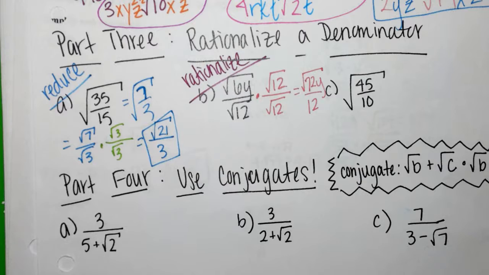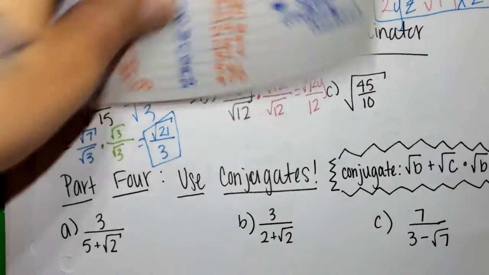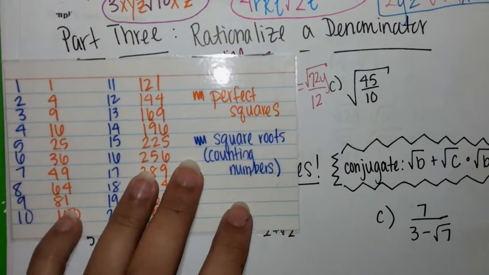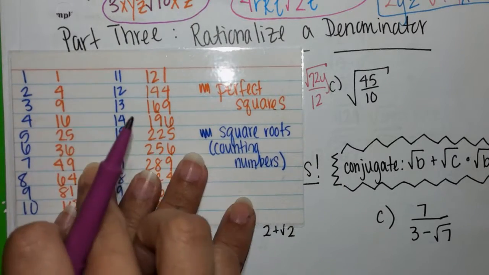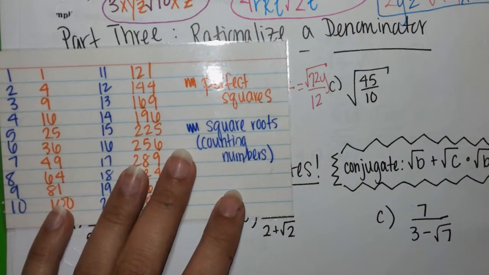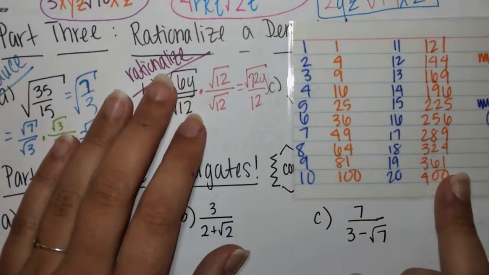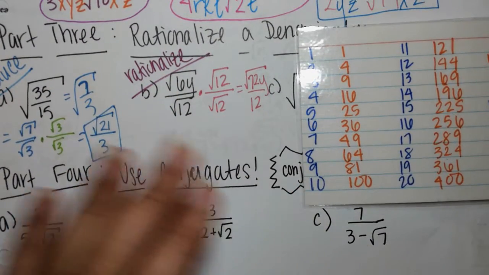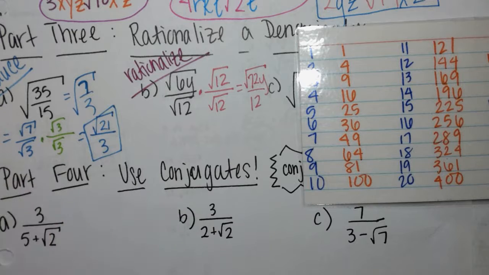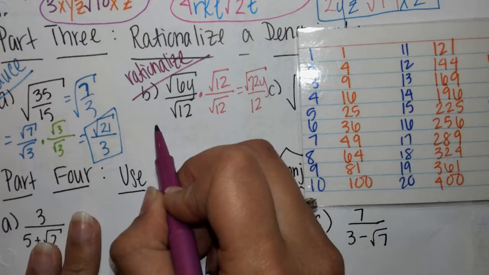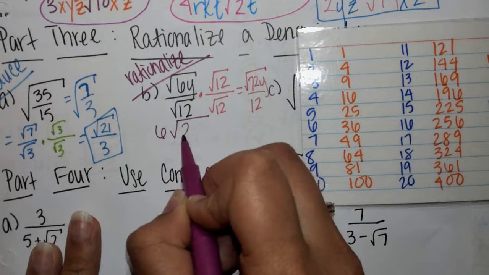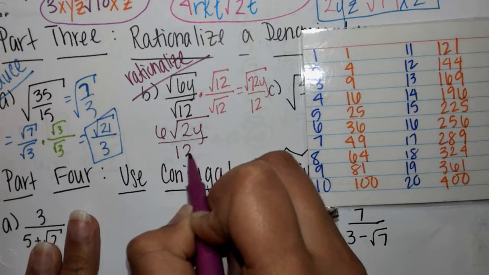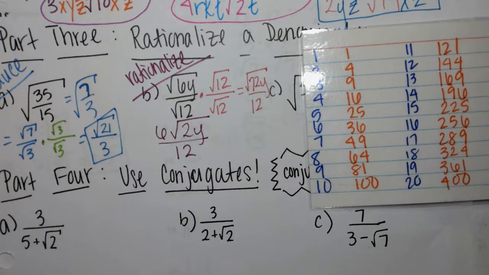Now, we have to break apart 72. We have to get it in simplest radical form. What's the biggest perfect square that goes into 72? 36. What's 72 divided by 36? 2. And what's the square root of 36? 6. So 6 comes on the outside, the square root of 2 stays inside, divided by 12.